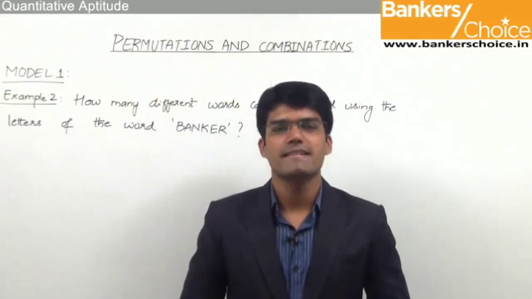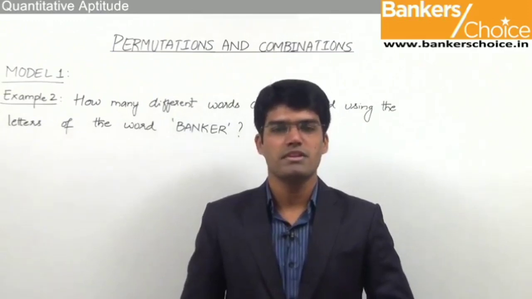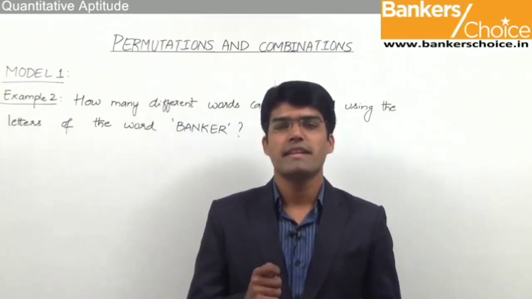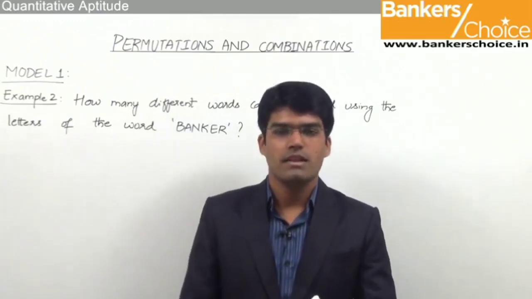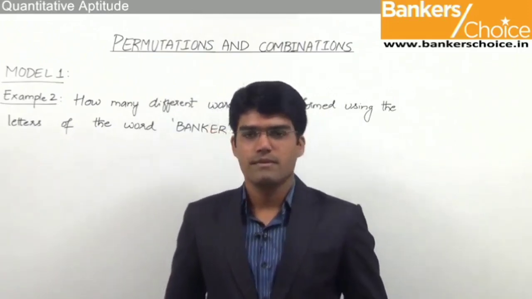Let us now take the second example from the first model of permutations and combinations, where we shall take up a very commonly asked question in bank exams. Let's look at the question first.